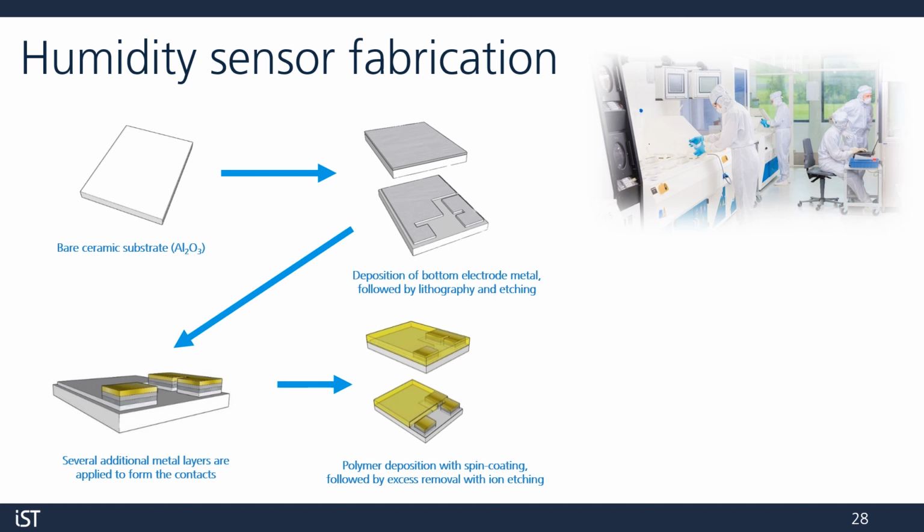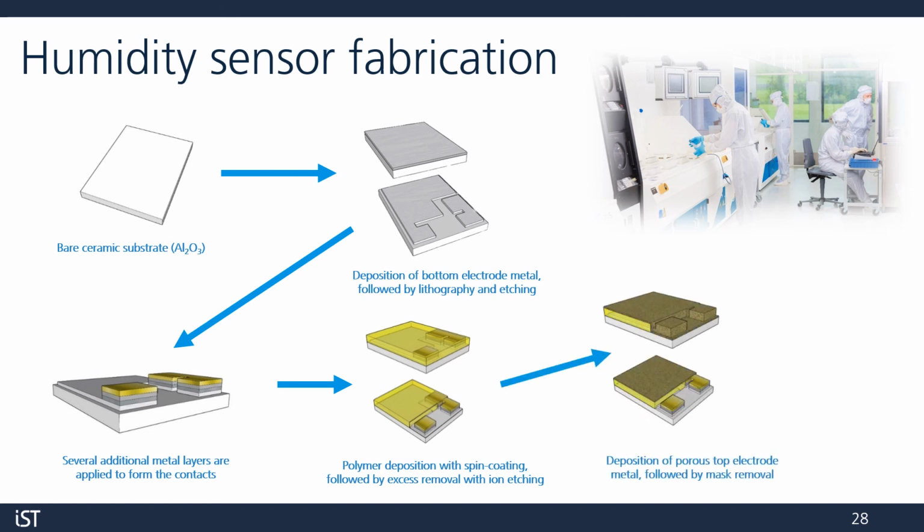Next, we deposit the polymer with spin coating. The excess is removed using ion etching. Then we deposit the porous top electrode through a mask using a process called evaporation. When we remove the mask, we're nearly finished. Finally, we attach our wires. In this case, the SIL is positioned, then soldered. Again, this is just a quick overview. At IST, there's several additional steps involved, including cleaning processes, high temperature steps, and inspections.